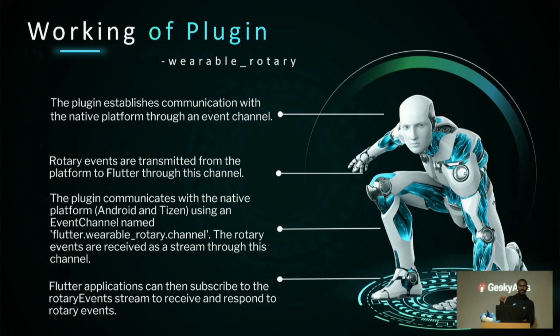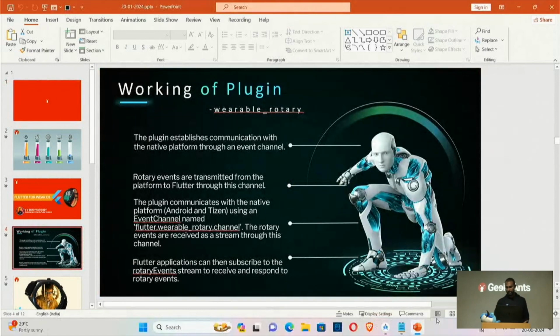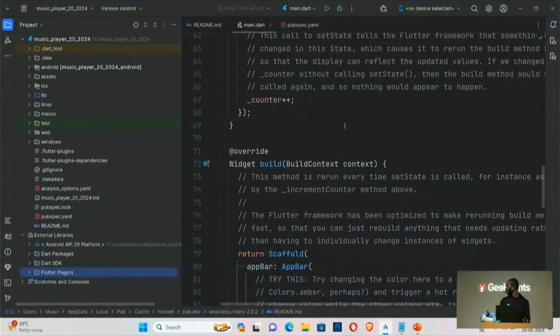There is an event channel in this plugin, which is named Flutter.wearable rotary channel. That rotary channel continuously streams to our application, and we use a subscription model within our Flutter applications to connect with the rotary applications. Now, let me directly dive into our application development. Okay, is it visible at the back? Okay, this is the basic counter application which is already there.